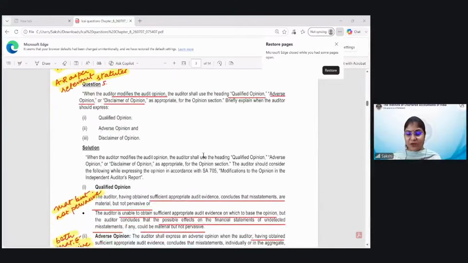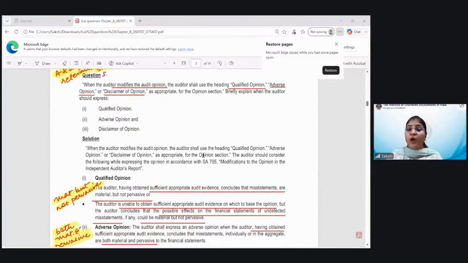All right. Next question. When the auditor modifies the audit opinion, now you all know there are two kinds of report, isn't it? Unmodified and modified. Unmodified, where the auditors say that the financial statements present a true and fair view. And modified, it could be either qualified opinion, adverse opinion, or disclaimer of opinion.